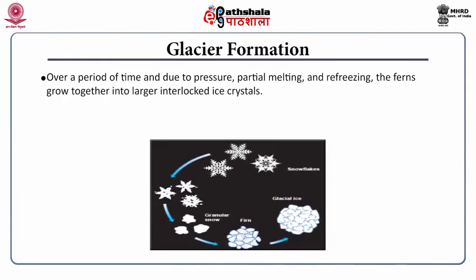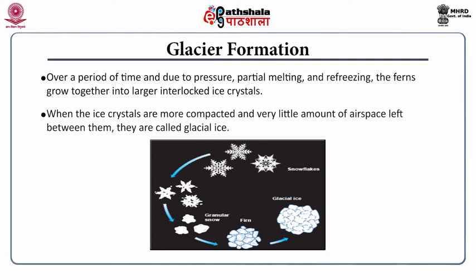Over a period of time, due to pressure, partial melting and refreezing, the firn grows together into large interlocked ice crystals. When the ice crystals are more compacted and very little air space is left between them, they are called glacial ice.